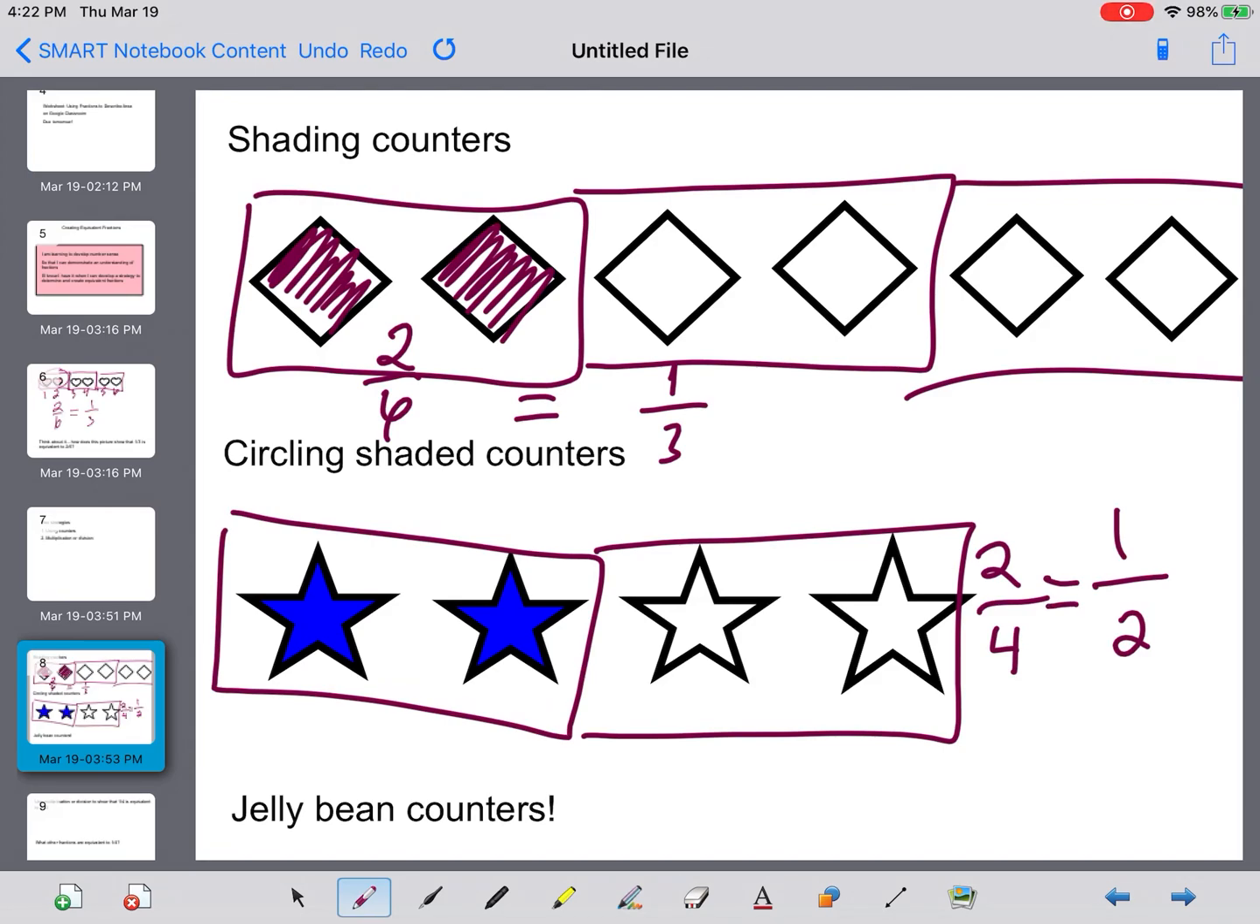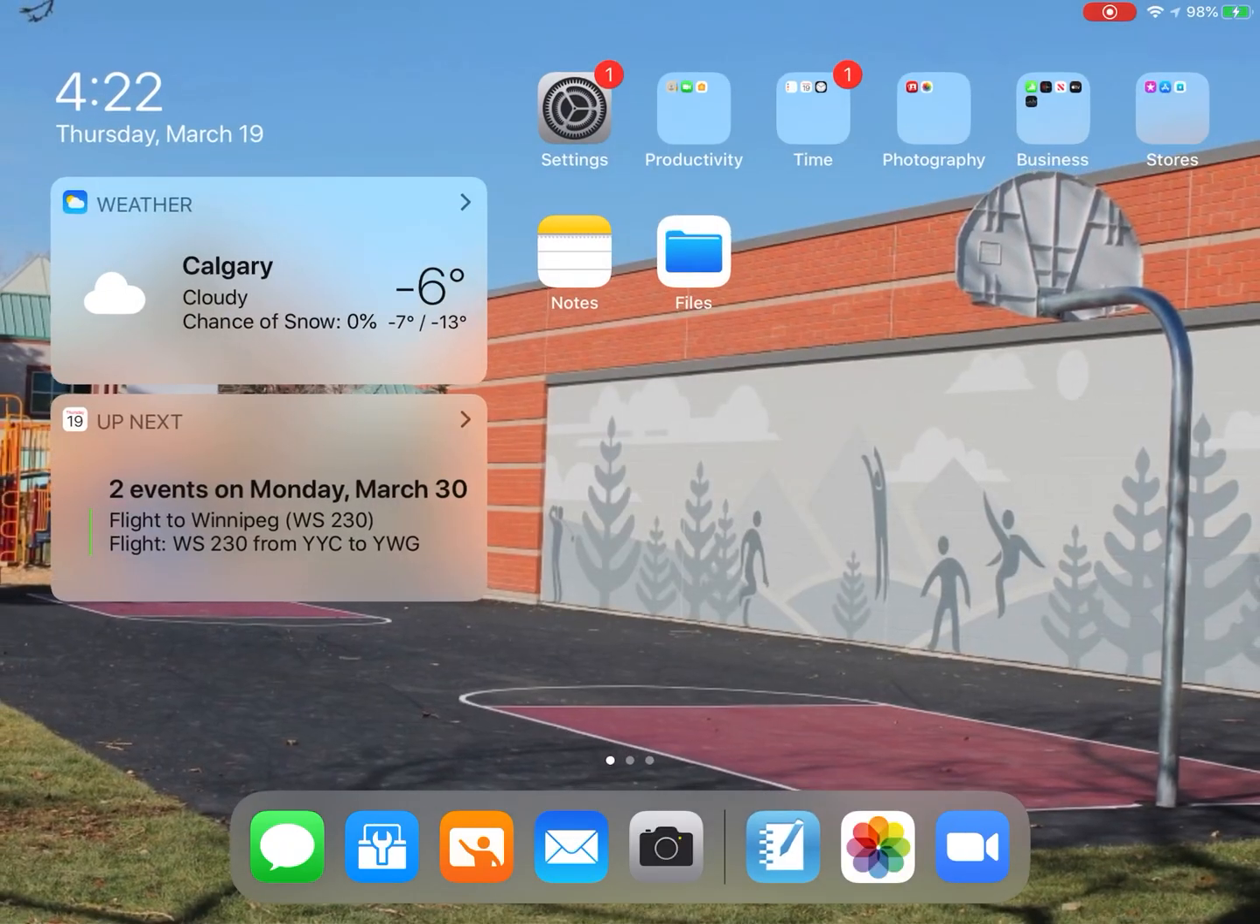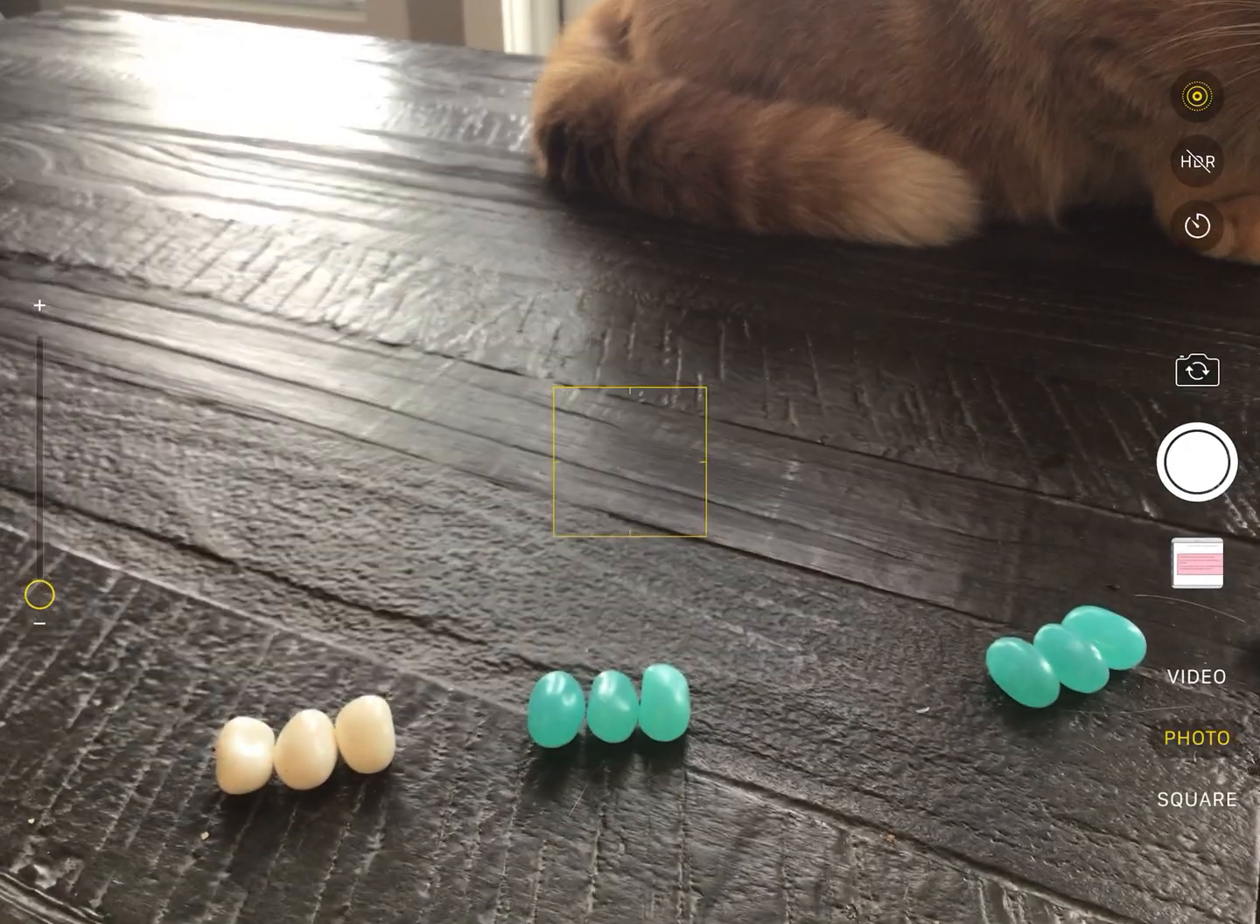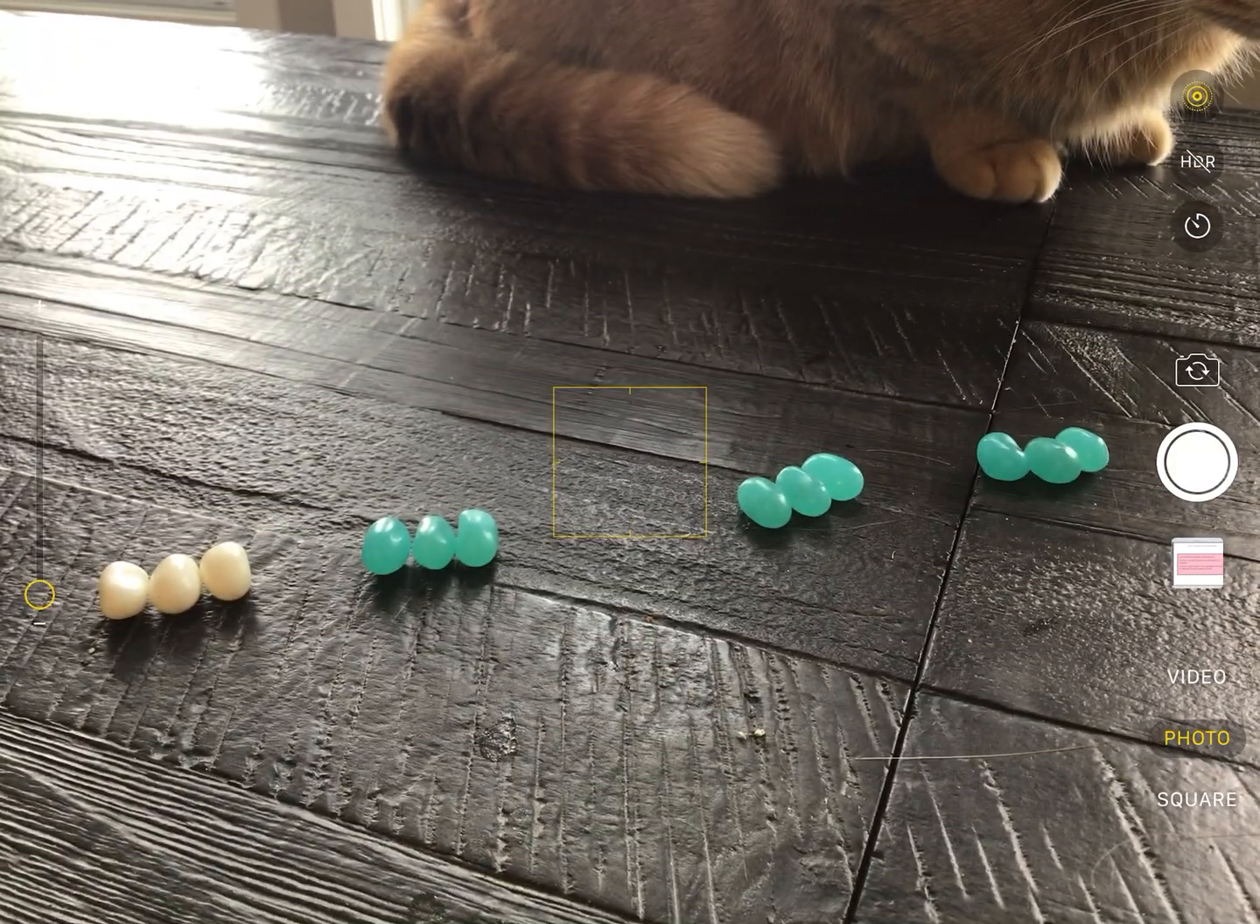Okay, next I'm going to show you with my jelly bean counters. My cat has been trying to move them all over the place, so I just had to set them up for you again. Okay, there's my cat. And there's my jelly bean counters.